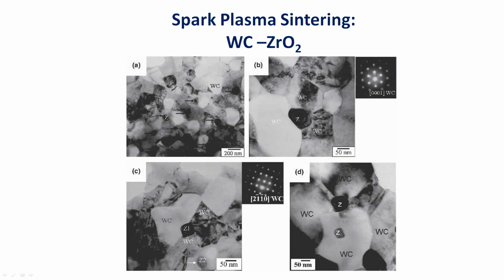This is again from our work, tungsten carbide with zirconium oxide. Tungsten carbide is basically a high temperature material which is used in tool inserts. And as you can see, using zirconium oxide we can sinter them easily. These are the zirconium oxide particles between the large tungsten carbide particles. Okay, these are zirconium oxide particles. Here also you can see that. So tungsten carbide particles can be easily sintered in a spark plasma sintering unit.